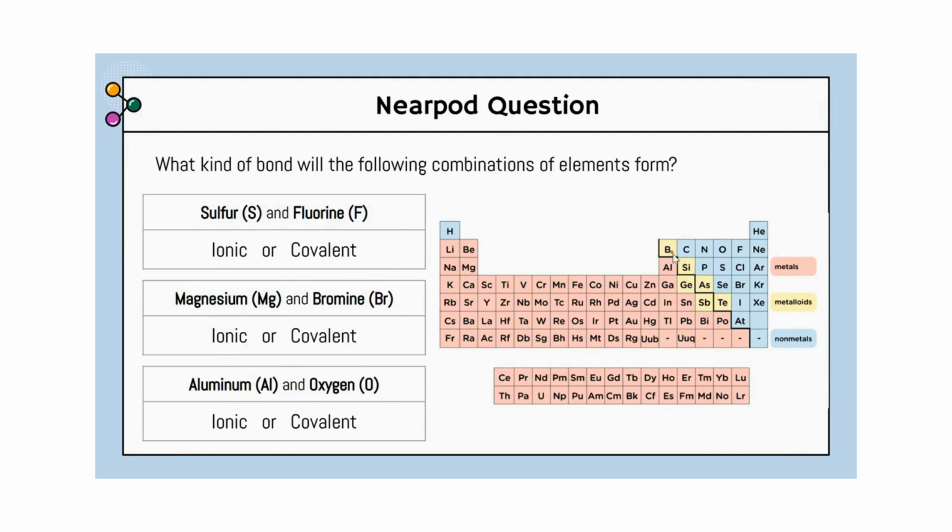And aluminum and oxygen. Aluminum is just to the left of that staircase, and oxygen is to the right. So because it's a mix, we're going to say it's ionic. So altogether, sulfur and fluorine are covalent, magnesium and bromine are ionic, and aluminum and oxygen, because they're on both sides, are ionic.